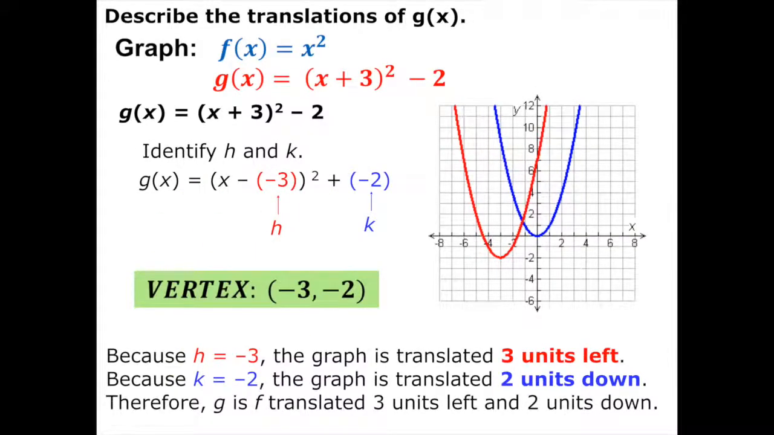And hopefully you got this as your answer. Again, the h value is opposite of whatever's inside of this, if you want to think of it that way. This is a +3. That means your h is -3. And then the k value is whatever's on the outside. This time it's -2. So this one says that we should go to the left 3 units and down 2 units, okay?